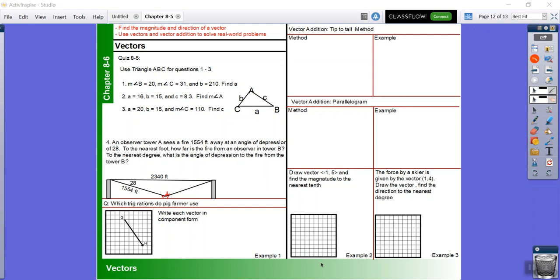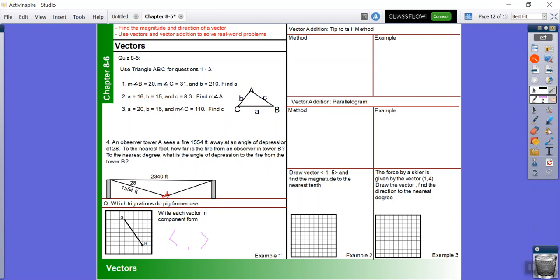So we're going to take a look at using vectors to solve some problems. In example number 1, we're to write this vector in component form. Now, vector in component form, you have these brackets here. This is telling us we're talking about a vector and its components. And its components are based on its x and y changes.